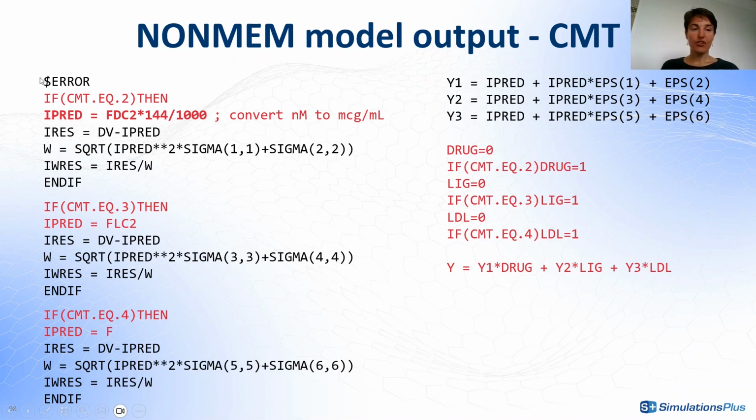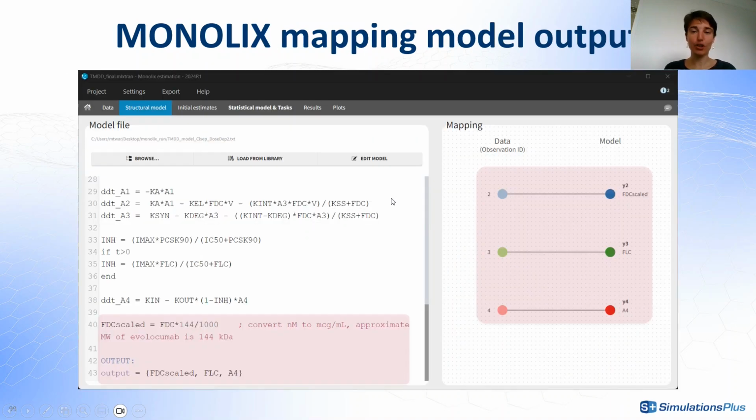Then comes the error block, where I will first focus on the mapping of the model output to the different compartments. So here I have these if statements on the compartment value 2, 3, 4 that define different hybrid values, and for one of them I have a unit conversion. And then I have the definition of some 0-1 binary values to then define the output Y. And actually this is all much simpler in Monolix. If I want to do some unit transformation, I can do it in the model. And then in the output line, I just list everything that corresponds to an observation in the dataset.